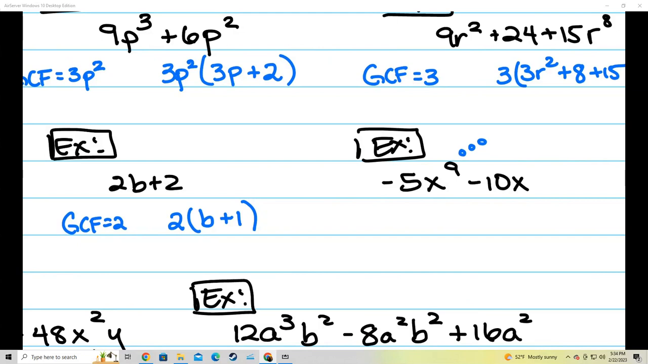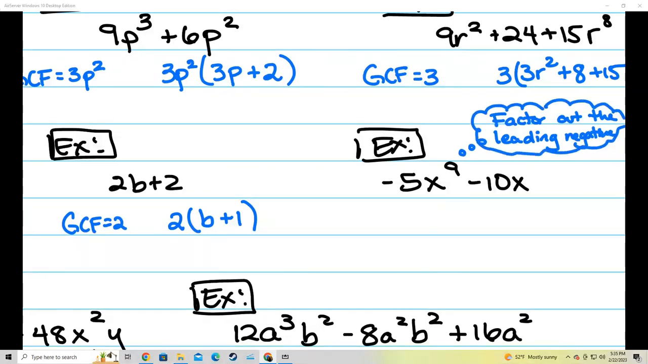This is going to be extremely important. If your number starts with a negative, you need to factor out the negative. So right here, I'm going to write factor out the leading negative. What that means is if it starts with a negative, you need to factor it out. That is so important, and it's a rule that students forget all the time, and it's what causes so many headaches down the road. So I'm going to point that out over and over and over.